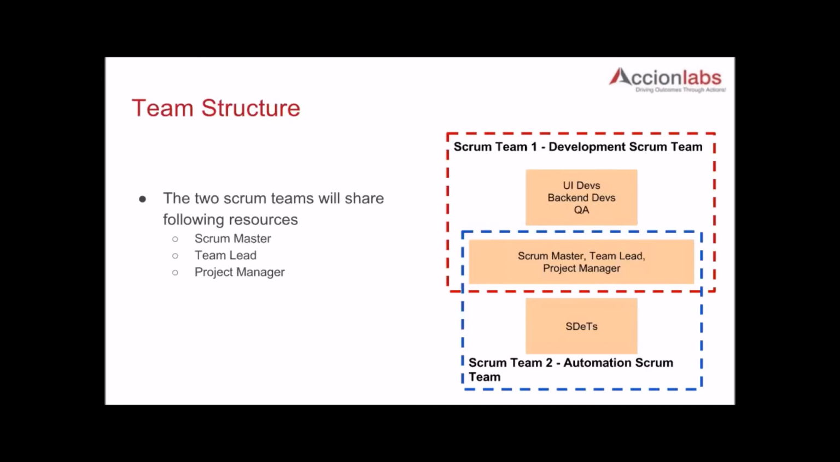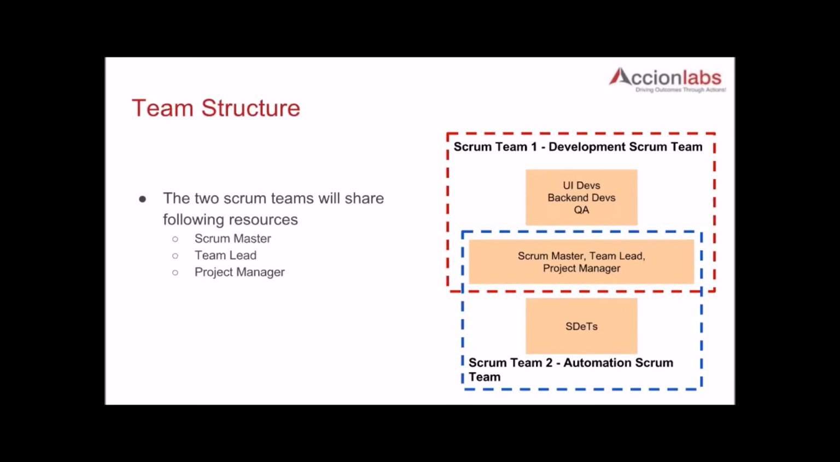The automation Scrum team consists of SDITs. Now, you see that there is an overlap here. And why are we sharing these resources? Because automation testing people need to understand the application as much as the developers need to understand the application, right? Otherwise, how will they even automate? I mean, they need to understand what it is that they're trying to automate first, right? So they need to understand all the user stories.